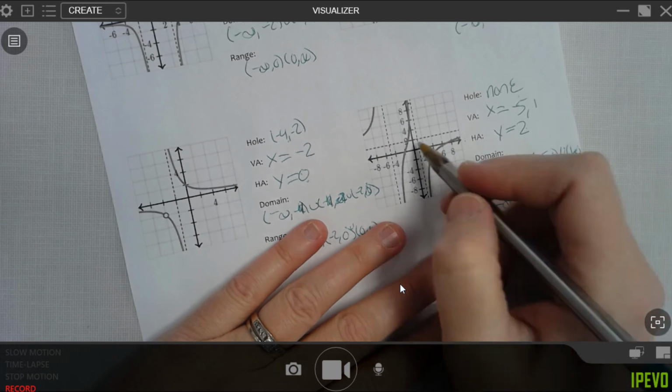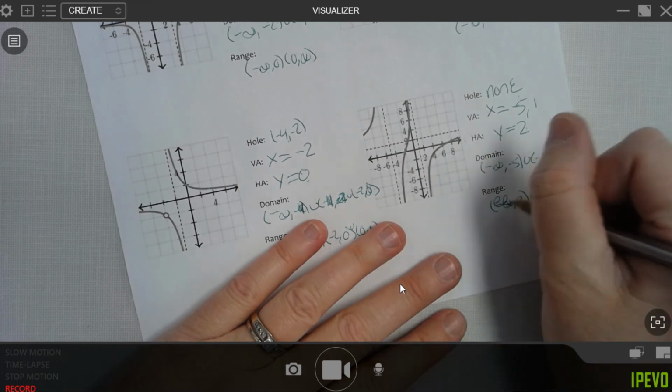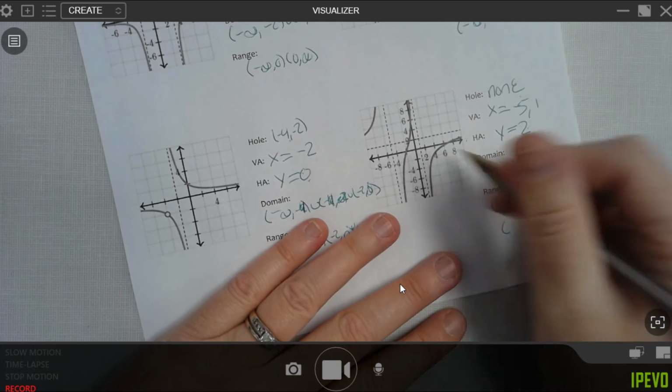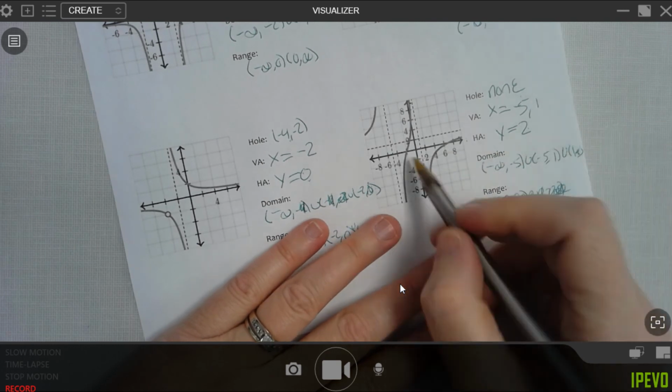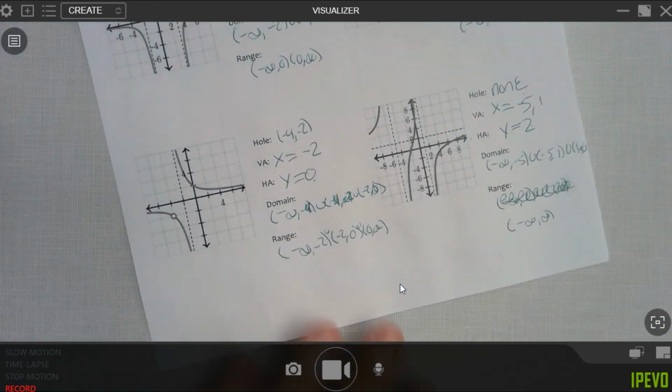Oh, just kidding. Do you see how this crossed the line 2? So you don't even exclude 2 on this one. So we're just going to write negative infinity to infinity. So this is how I said you could cross the horizontal asymptote sometimes. That's an example of it.